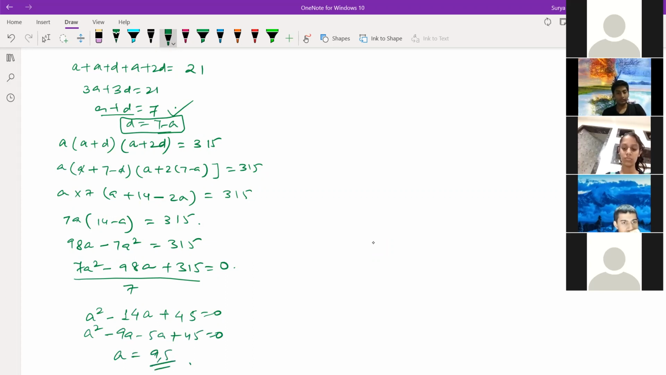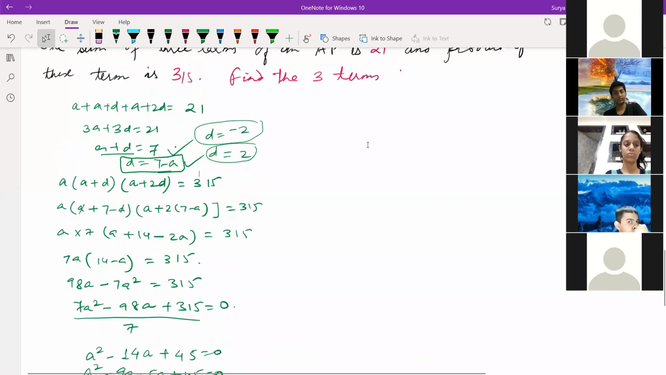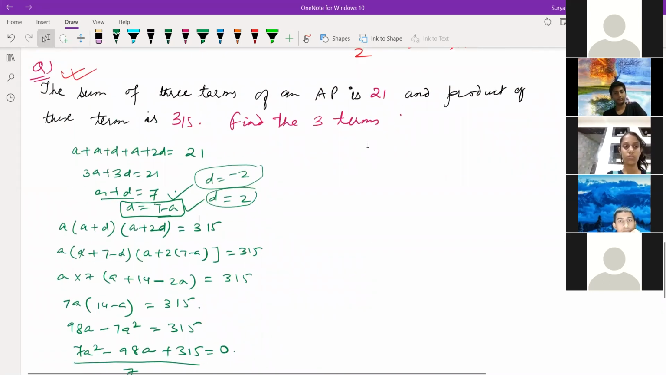Yes, sir. So if you put A equals 9, then D is equal to 7 minus 9, that is minus 2. If you put A equals 5, then you'll get 2 only. The difference is 2 or minus 2, correct, children? Yes. Difference can be 2 or minus 2. So this part is correct. No problem, you can do it in this way.